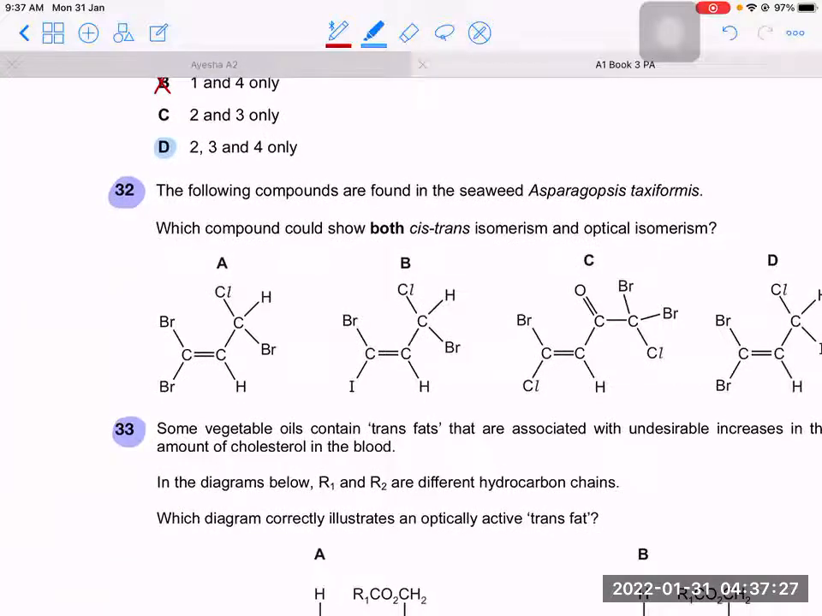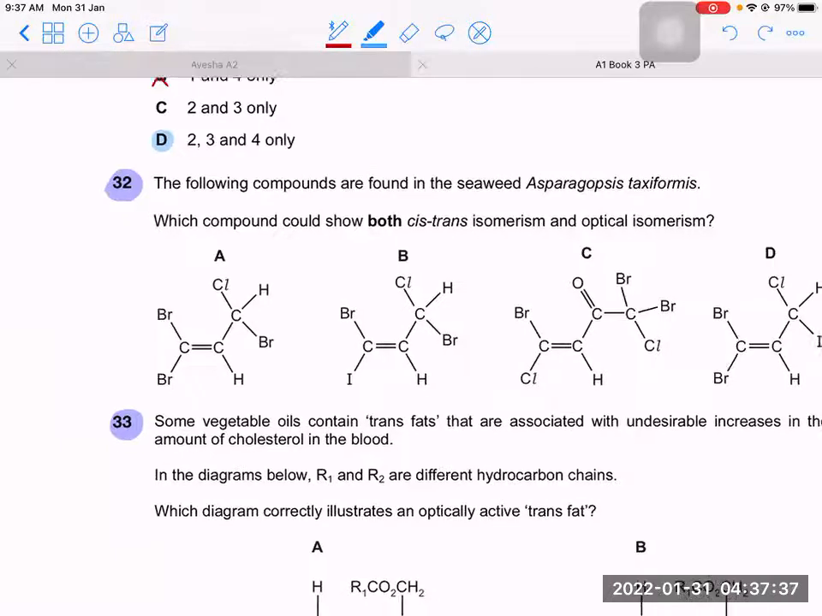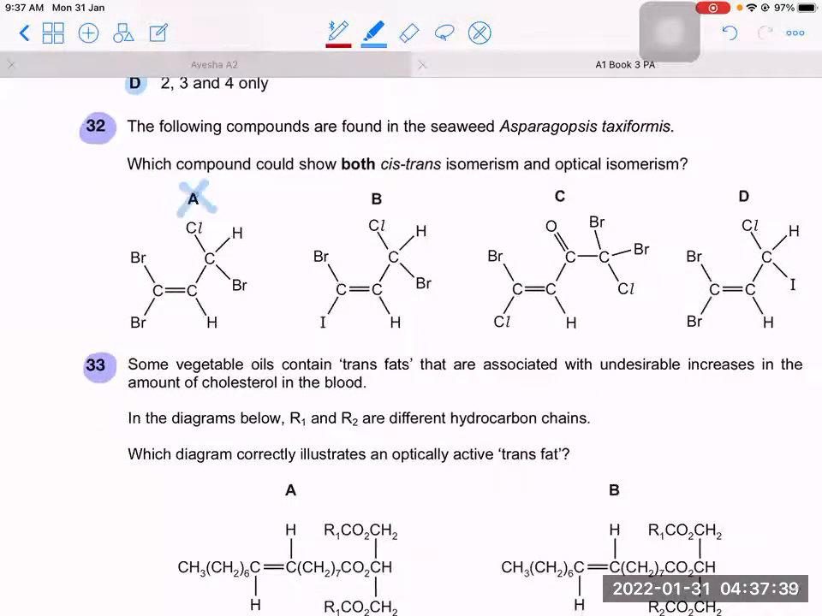Now, which one shows both cis-trans and optical isomerism? First, let's find the ones which can show cis-trans. The ones that can't, you don't look for optical isomers on those. All right. Can this show cis-trans? No, can't be the answer. Can this show cis-trans? Yes, can possibly be the answer. Can this show cis-trans? Yes. Can this show cis-trans? No, can't be the answer.